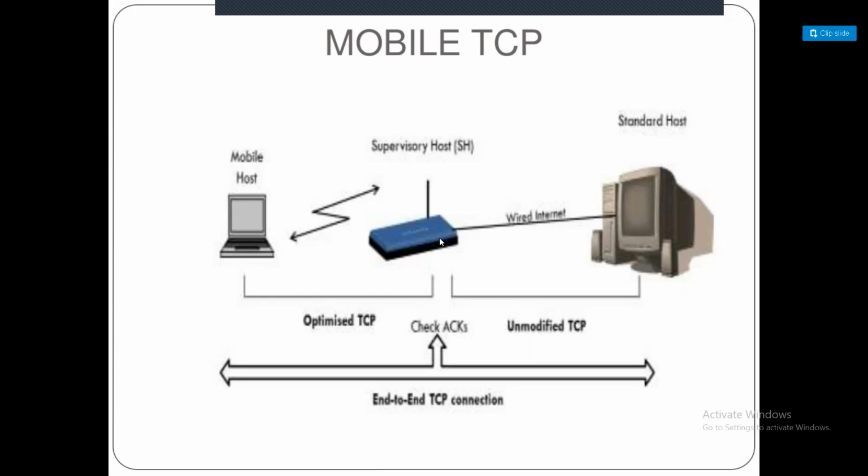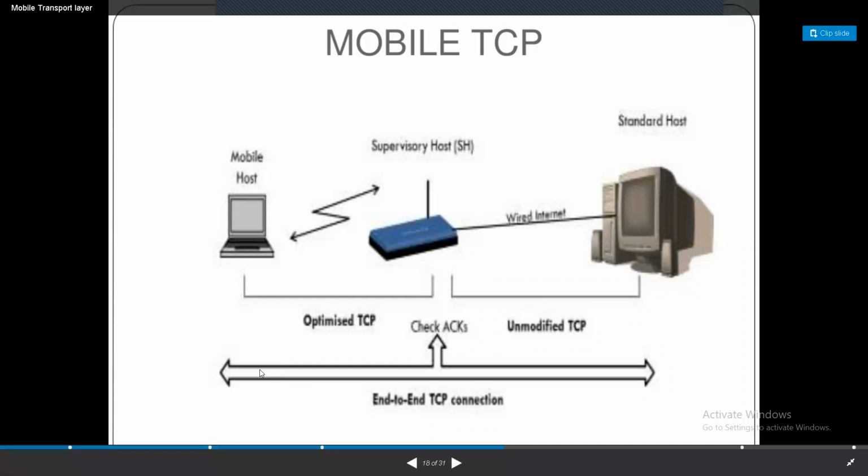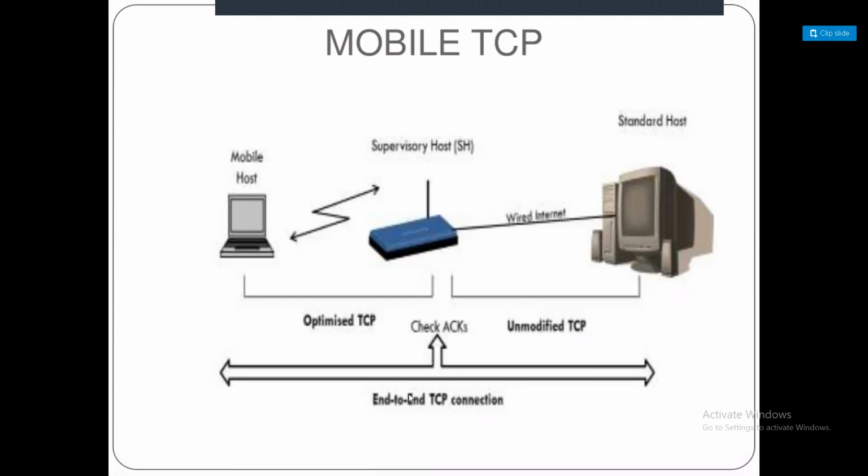Okay, but who informs this connectivity and disconnectivity information? The information has been sent by the supervisory host. The supervisory host acts as a foreign agent, as we have seen in indirect TCP as well as in snooping TCP. Okay, hope you understand about this. And the mobile TCP preserves the end-to-end semantics between the mobile host and standard host. Here the end-to-end TCP connection is preserved. Okay, hope you understand about this.